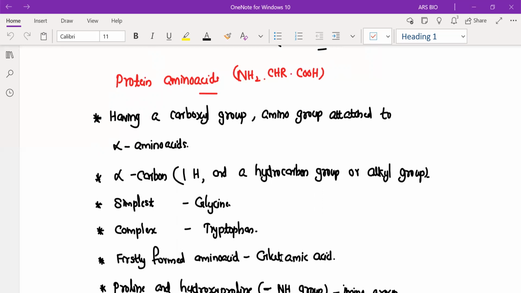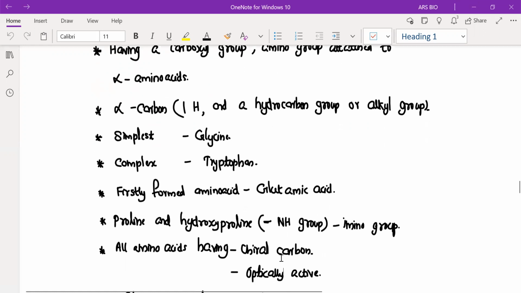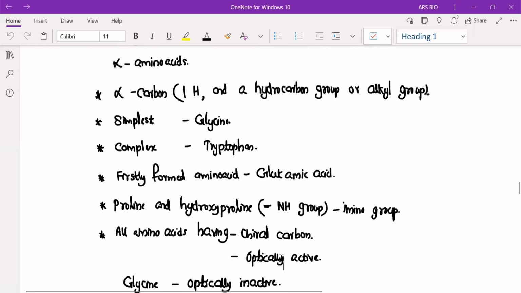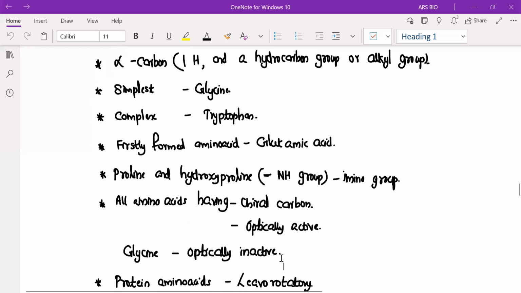Now these 2 points you can write for your theory papers, and now there are some more points for your papers. About the simplest amino acid, that is glycine. Glycine is an example of the simplest amino acid. And the complex one is tryptophan. So tryptophan is an example of the complex type of amino acids. Simplest form is glycine, and the complex form is tryptophan. Now the first formed amino acid is glutamic acid. So glutamic acid is the first formed amino acid. The 2 compounds are proline and hydroxyproline. Okay, so proline and hydroxyproline, we can discuss tomorrow.